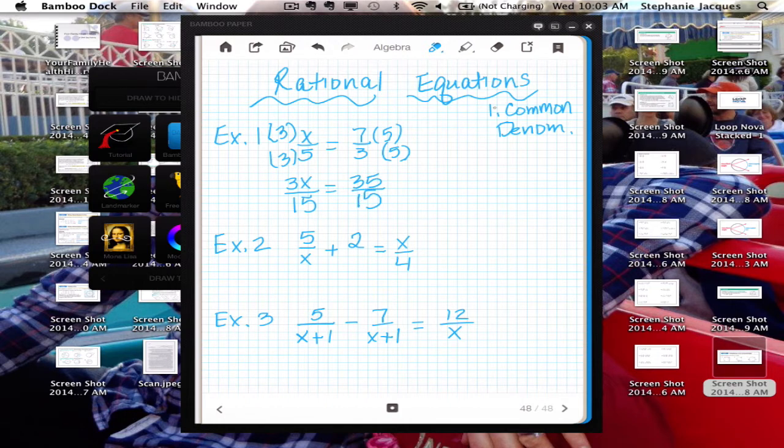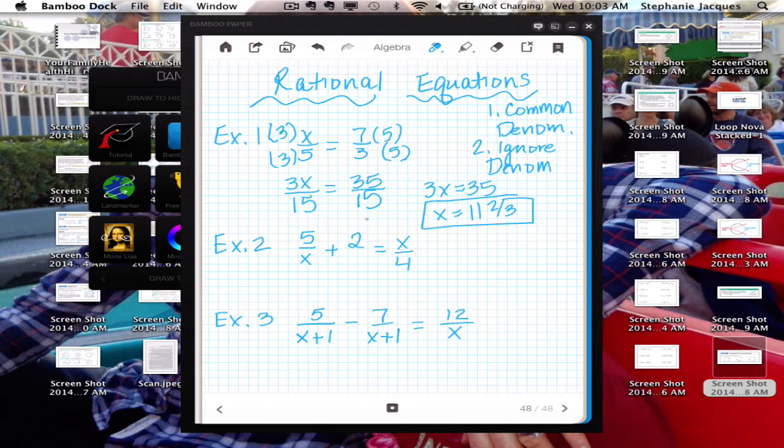So now what I do is just ignore the denominator for now. So I go 3x equals 35. I divide. 3 goes into that once, and 3 goes into that once with 2 left over, 11 and 2/3. That's how you do it. You just ignore your denominator to find out what x is.